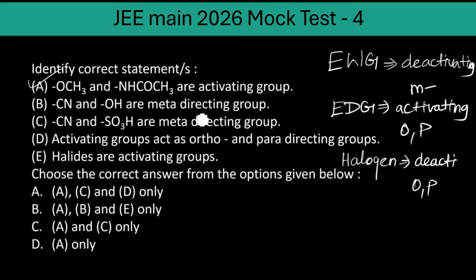CN and OH are meta directing groups. These are different. CN is an electron withdrawing group and OH is an electron donating group, that is, OH is ortho-para directing. So this is not a correct statement. CN and SO3H are meta directing. Yes, both are electron withdrawing groups, so that statement is right. And activating groups act as ortho and para directing groups? Yes, that is true. Halides are activating groups. That is the twist. Halogens are deactivating but ortho para directing. So this is not a correct statement. So the answer to this question is A, C, D are right.